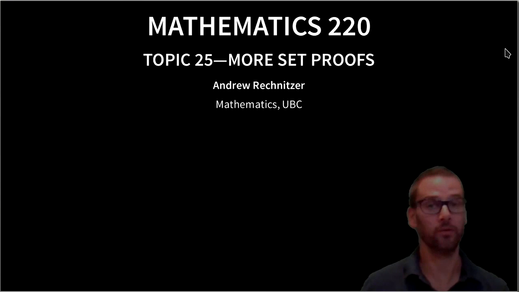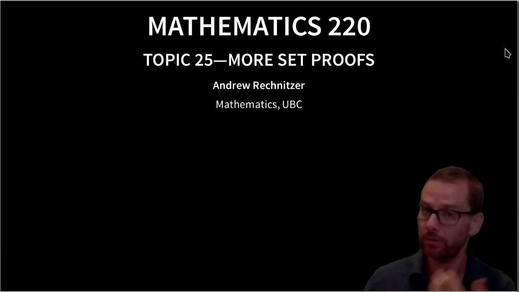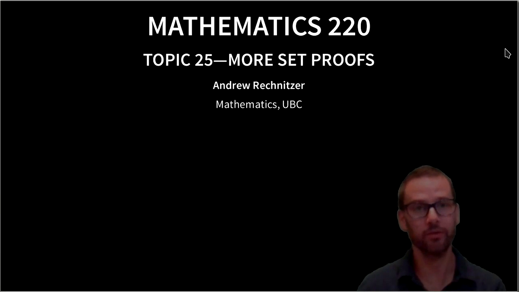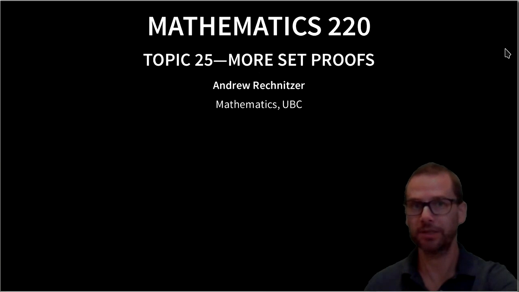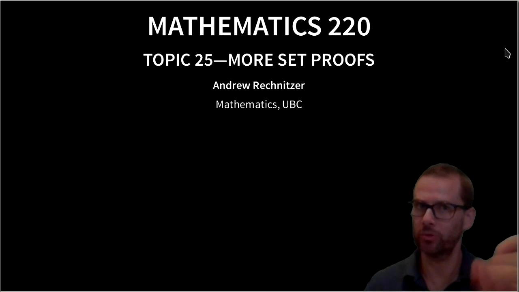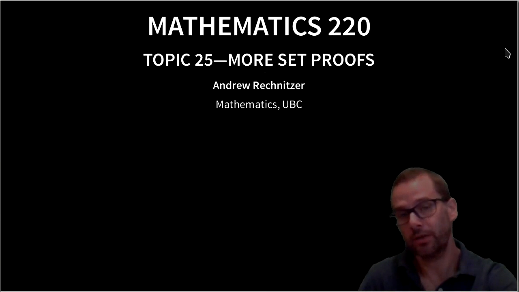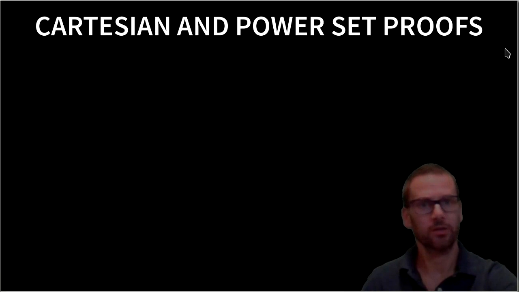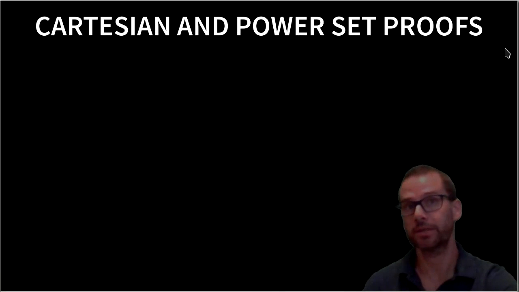Welcome back. We've been proving a few things with sets, and now we're just going to prove a few more. So we're going to do some proofs involving Cartesian products and power sets. And these are a little bit more complicated. There's a few more idiosyncrasies, so we'll put them in a separate video. They just need a little bit more practice. So, Cartesian product and power set proofs.